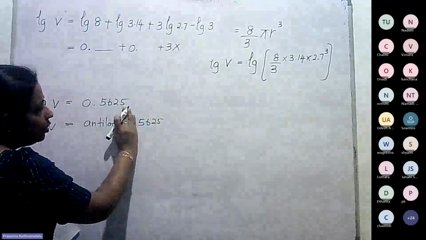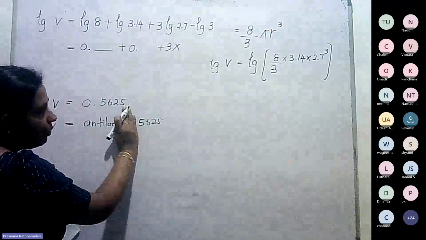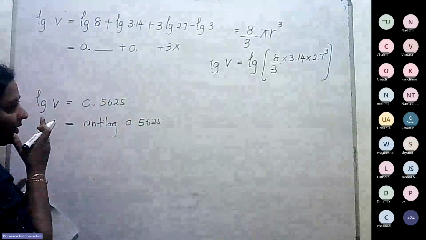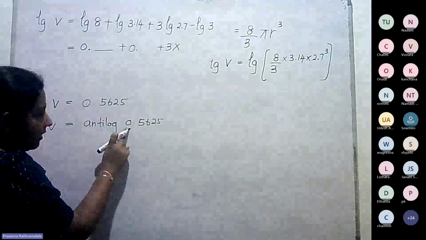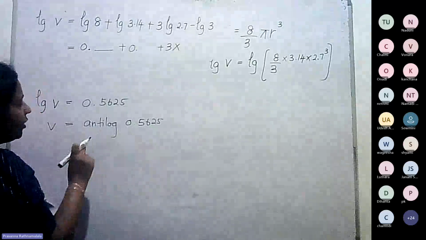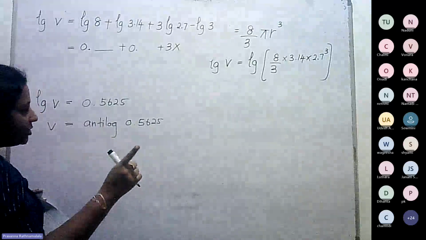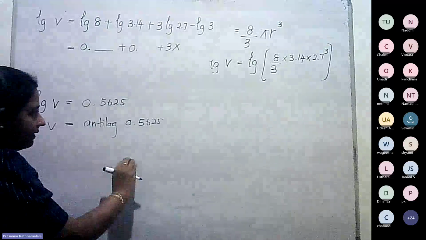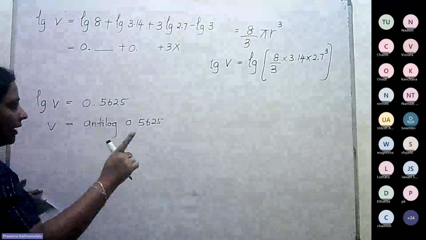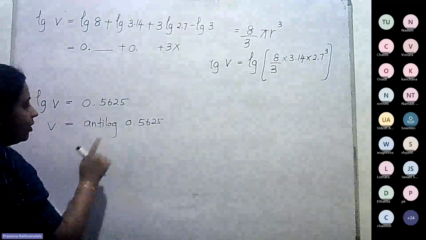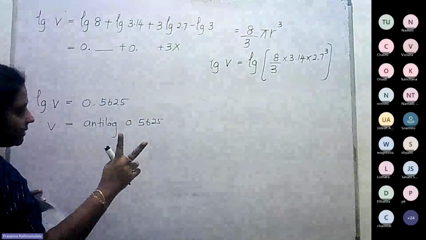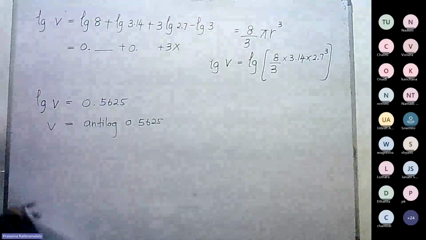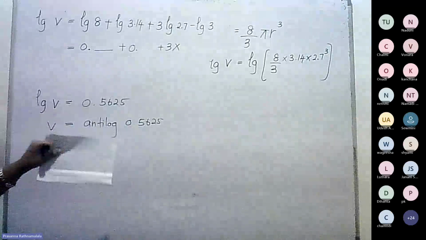You find where this 5625 is in the logarithmic table. Then you consider the characteristic. When there's 0 as the characteristic, you separate 1 digit from the first. When it is 1, you separate 2 digits. When that is 2, you separate 3 digits. Right? Then you can complete.